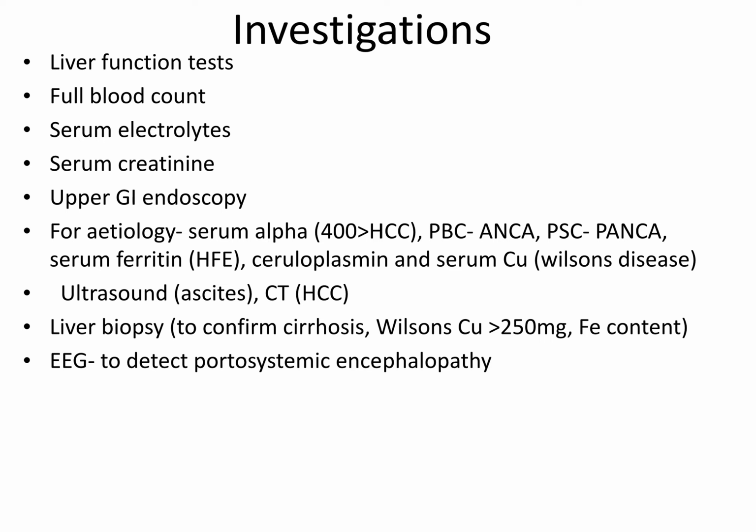And then to find the etiology, we can do certain investigations such as serum alpha fetoprotein, right, which is elevated in hepatocellular carcinomas, and then in primary biliary cirrhosis we can look for antimitochondrial antibodies, those things we have to look for. And then in Wilson's disease we can look for ceruloplasmin and serum copper.